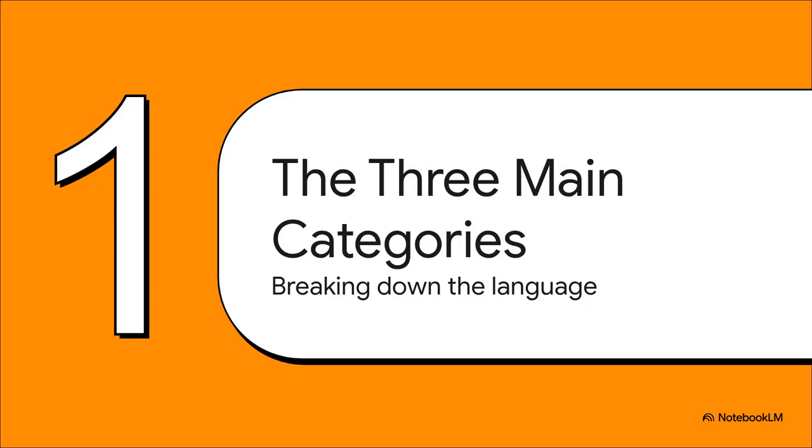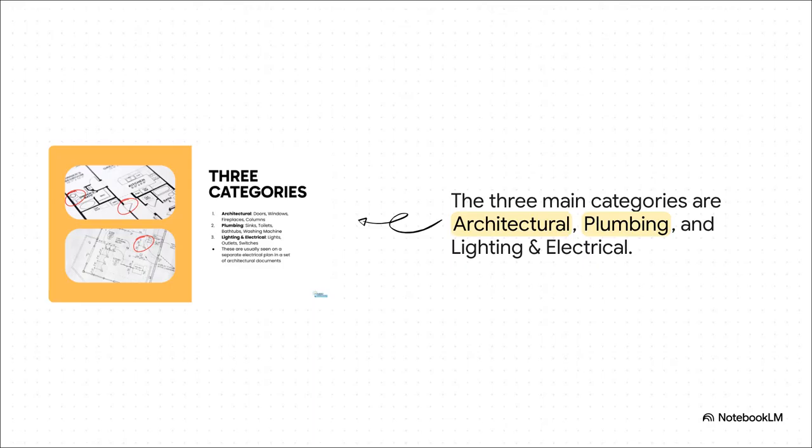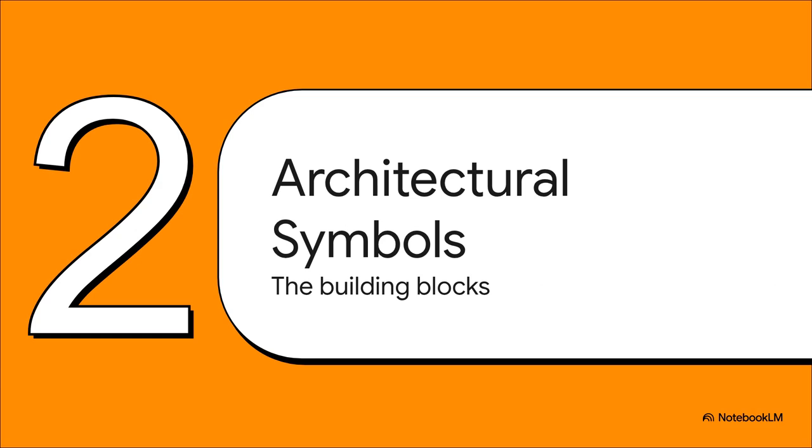So, to make learning this new language even easier, we're going to break it all down into 3 main categories. Simple. Okay, so what are they? First, you've got your architectural symbols. These are the bones of the building. Then you have plumbing symbols for things like sinks and toilets. And finally, lighting and electrical. It's worth pointing out that lighting and electrical stuff often gets its own separate, dedicated plan, but we'll touch on that a little later. All right, first up, the architectural symbols.